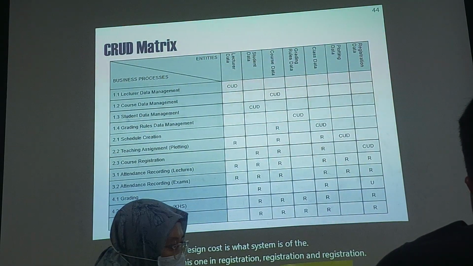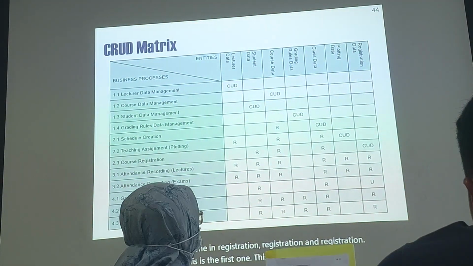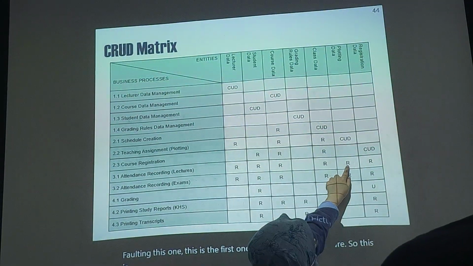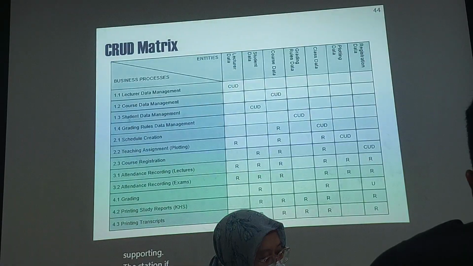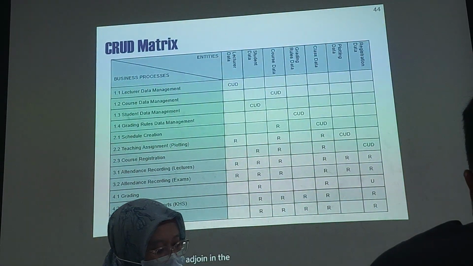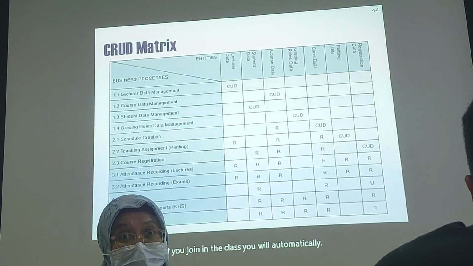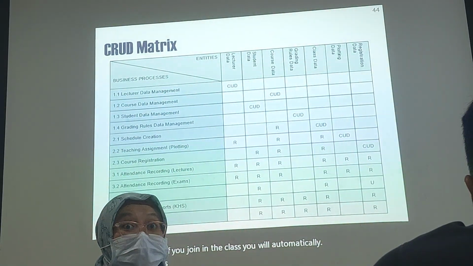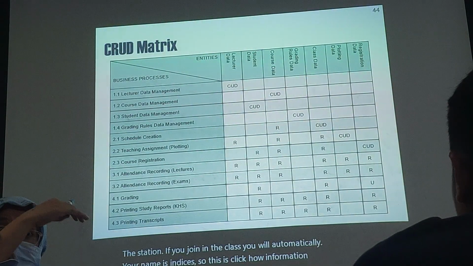Plotting, this one, this is the first one, this is the second picture. So this is the plotting data registration. If you join in the class, you will automatically have your name in this list. So this is how the information system treats the data.